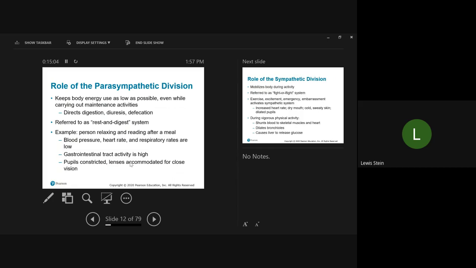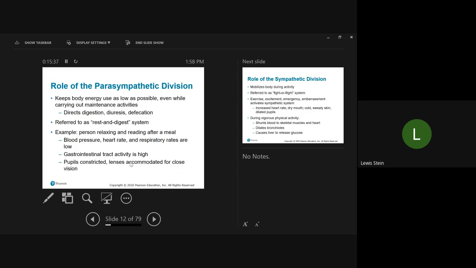Parasympathetic, body energy is as low as possible. I love that. Even while carrying out maintenance, and that's typically when you're sitting there: digestion, diuresis, defecation. That's when you're sitting around doing nothing. That's when your body is busy taking care of those problems. So they call it the rest and digest system. Those rates are relatively low. Gastrointestinal and genitourinary is low. Your pupils are constricted. That's the big thing.